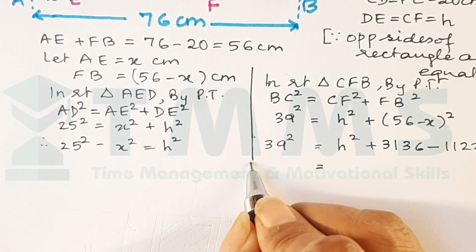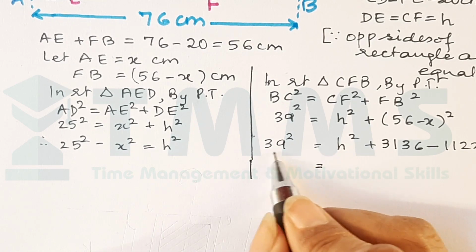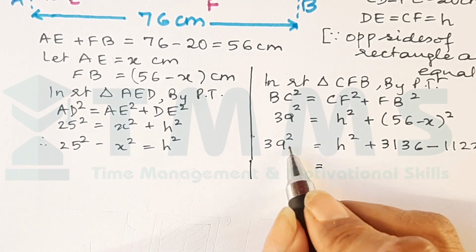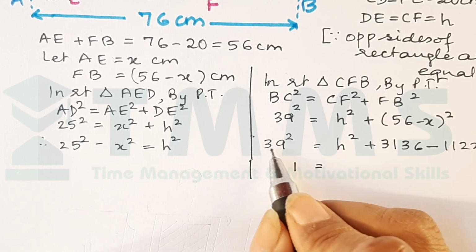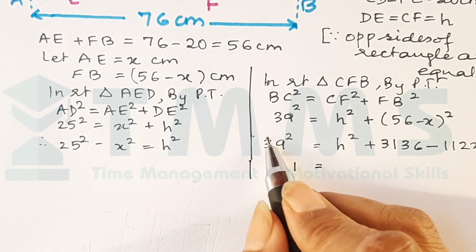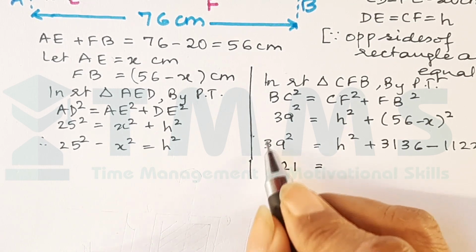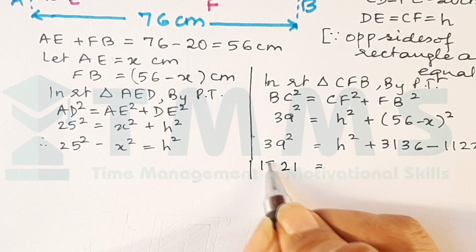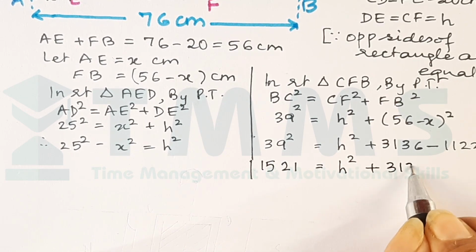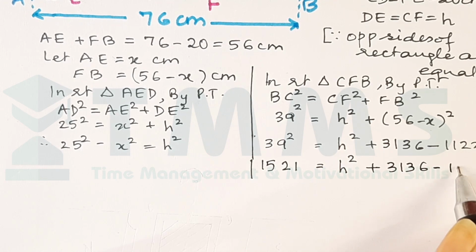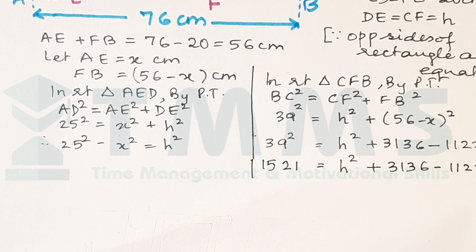Now I'll use the same technique over here for 39 square. So I will have 39 square, 9 9s 81, carry 8, 9 3s 27, 2s 54, 54 and 8 is 62, carry 6, so 1521. So h square plus 3136 minus 112 x plus x squared.